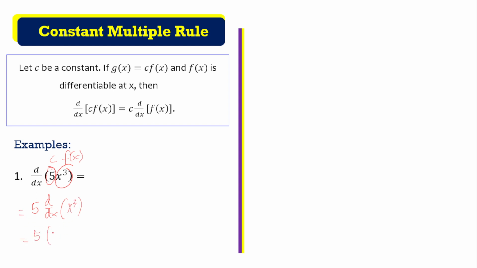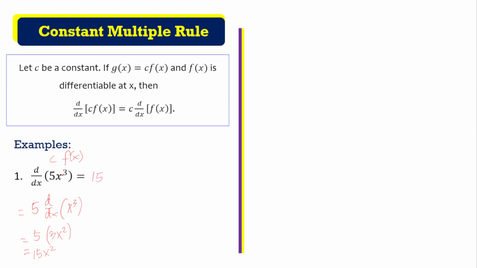The derivative of x cubed is multiplying the 3 to the coefficient 1. So 3 times 1 is 3. Then subtract 1 from the exponent 3, so that becomes 2. Then multiply 5 times 3 is 15. Then just copy, 15x squared. That's the answer. Or you can simply multiply this 3 and 5, that becomes 15.